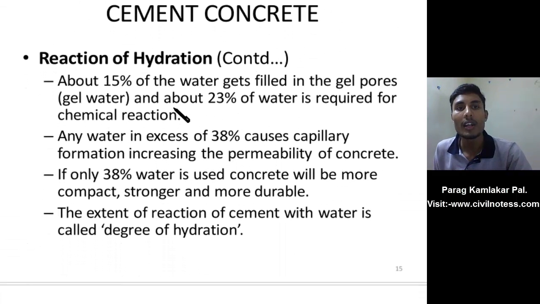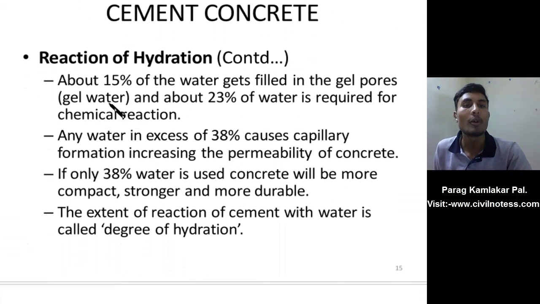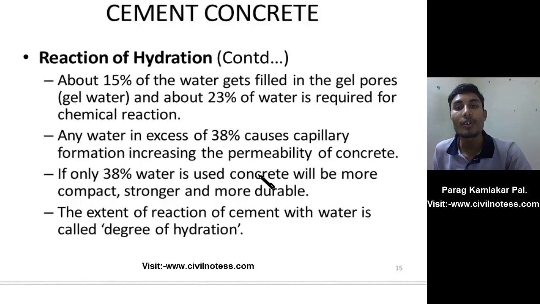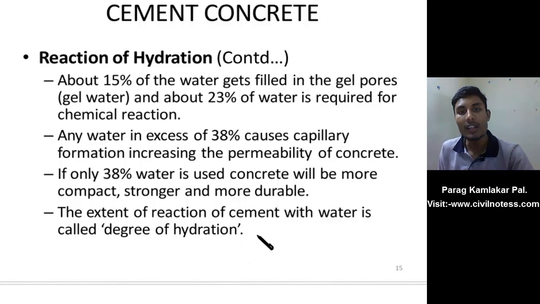Coming to another aspect of hydration, about 15% of the water fills the gel pores, and about 23% of the water is required for the chemical reaction. Any water in excess of 38% causes capillary formation and increases the permeability of the concrete. If only 38% water is used, the concrete will be more compact, stronger and more durable. The extent of reaction of cement and water is called the degree of hydration. You can define the degree of hydration like this.